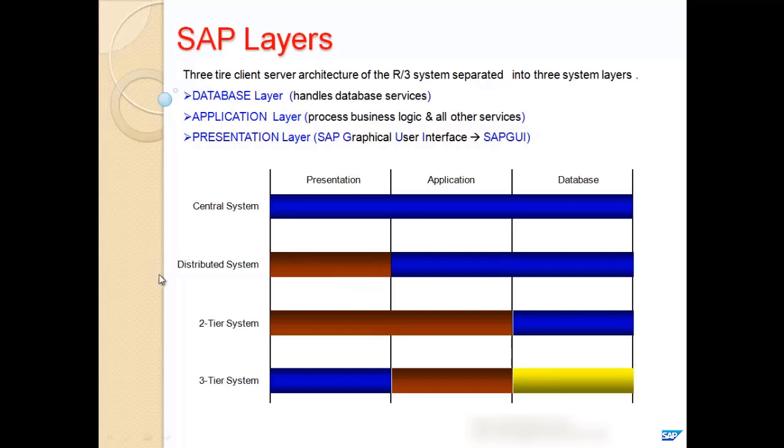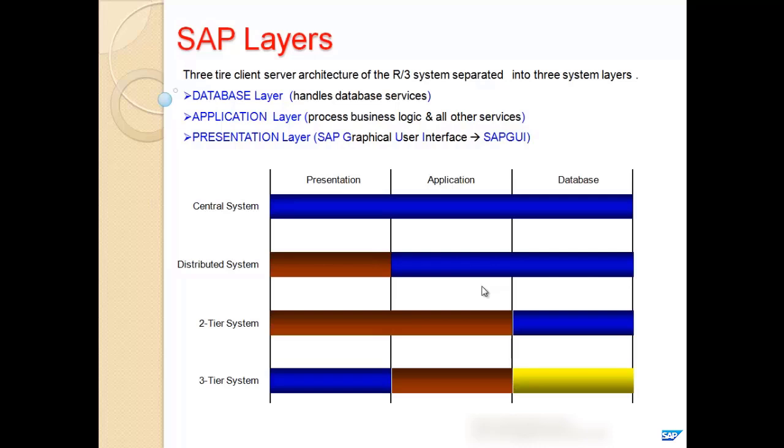If you're installing presentation on one system and application and database on another system, then we call it a distributed system. Here also the company won't recommend it. Why? Because if something goes wrong with the application or with the database, it is very difficult to analyze where the issue is arising from. So that's why SAP didn't recommend using the distributed system.